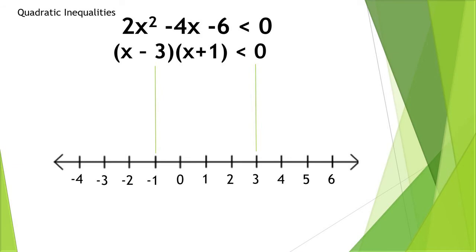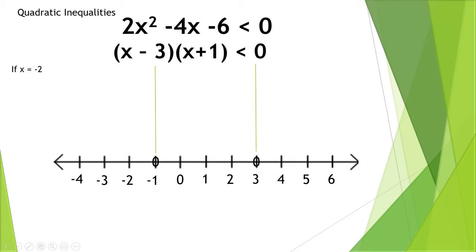And the same as in linear inequalities, we're going to draw a number line, write the numbers denoted by the number line, and then locate the critical points on it, which are negative 1 and 3. Now let us make a test point. Let us use negative 2, because we all know that negative 2 is less than negative 1.